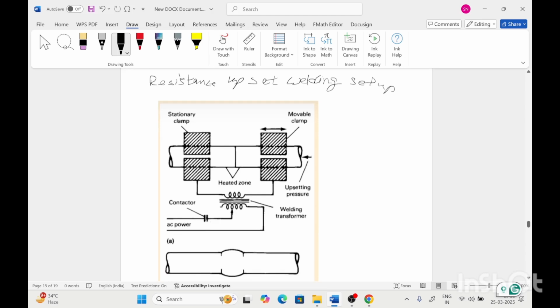In this, the two rods or tubes are put in contact, and an AC power source is connected to these two rod ends. The resistance at the joining interfaces of the two rods or tubes leads to melting of the interfaces, and as some force is also applied, meaning there is also upsetting force from this side, it leads to the formation of the butt weld. So this welding is done in the solid state.